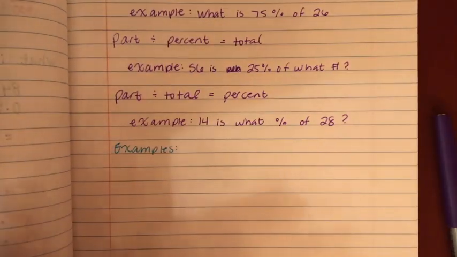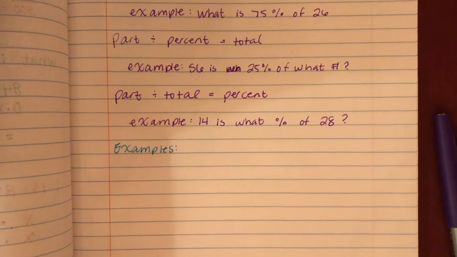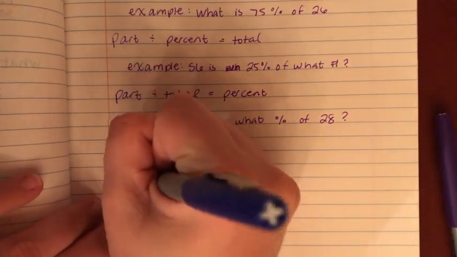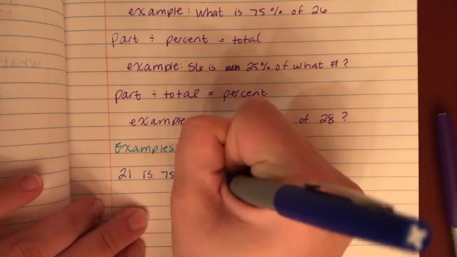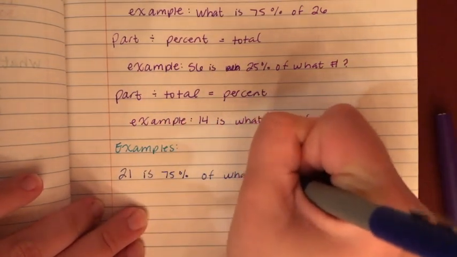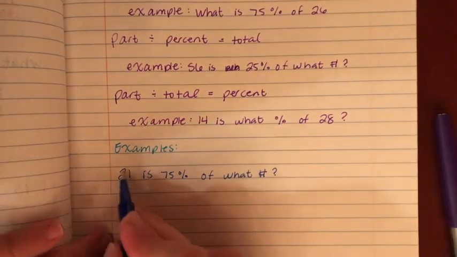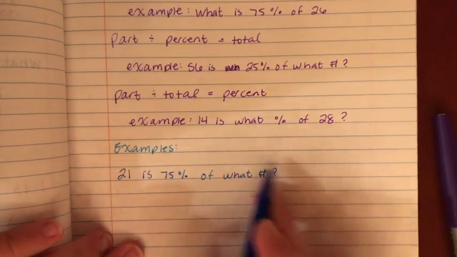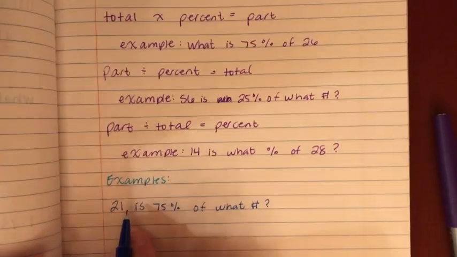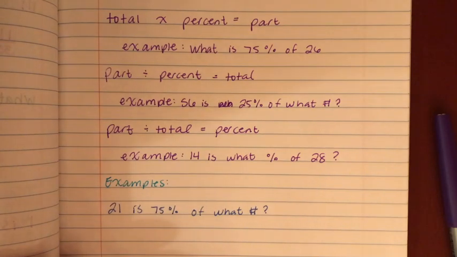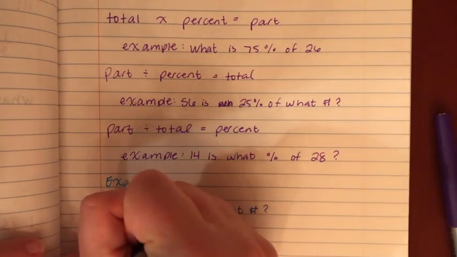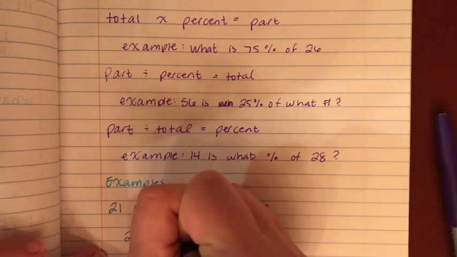So first one, let's do 21 is 75% of what number? So here we have the part, not the original. We're trying to figure out 75% of what total gave us 21. So here we are looking for the total. So I'm going to use this equation. So I'm going to do 21 divided by 75%, and that's going to give me the original value.